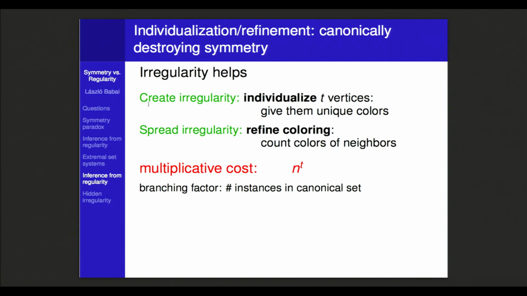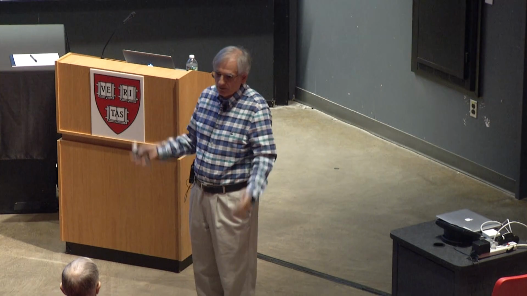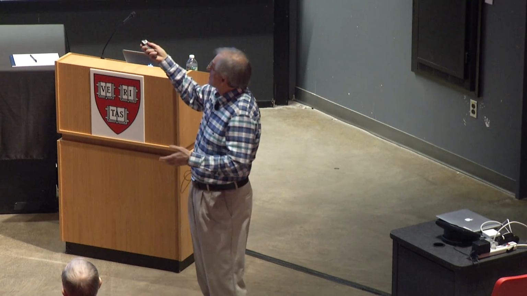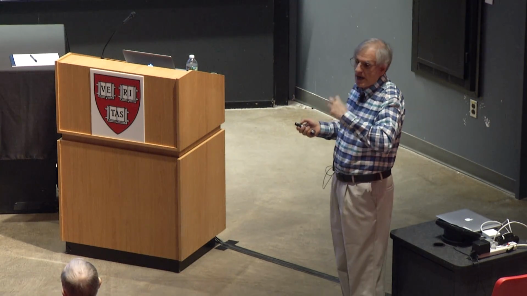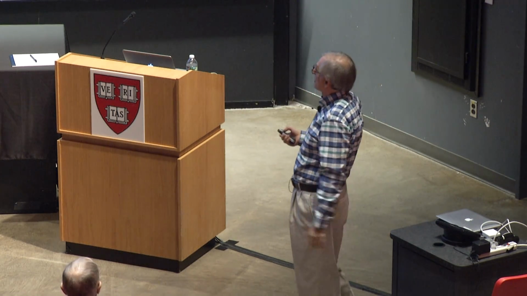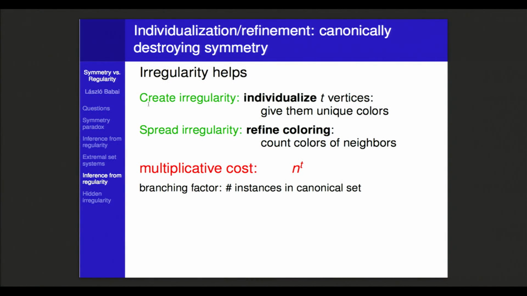Okay, so our problem of looking at what are all the automorphisms or what are all the isomorphisms, they are going to branch as many ways, essentially n to the t ways if we individualize t vertices, because we have to match those t vertices with any t tuple of vertices. So this branching factor, this is the number of instances in a canonical set. Okay, so if I individualize the vertex, then the new graph, which has this irregularity now, is not canonical with respect to the original graph. So I can have isomorphisms between graphs where the individualized graphs are no longer going to be isomorphic.